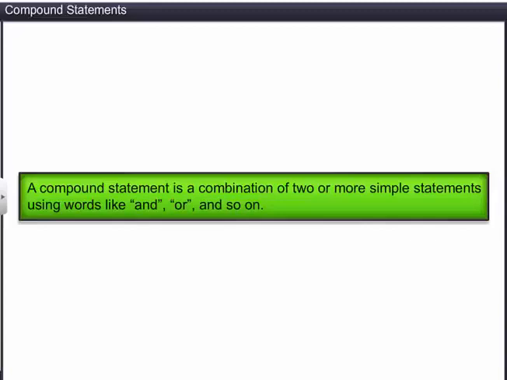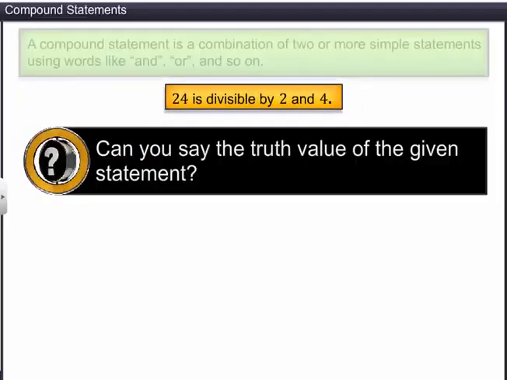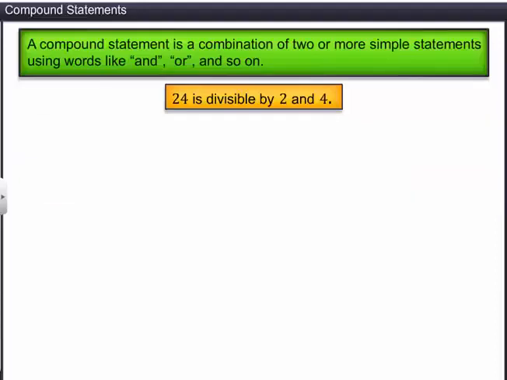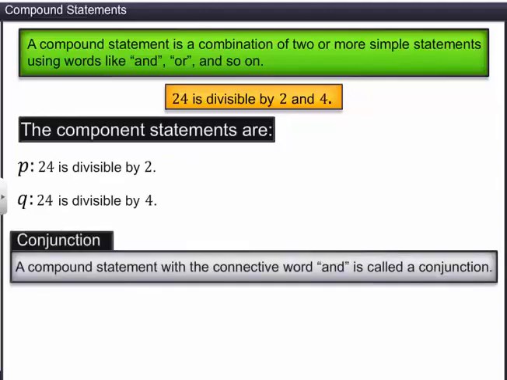Let's consider the statement: 24 is divisible by 2 and 4. Can you say the truth value of the given statement? In order to determine the truth value of the compound statement, we first need to find its component statements. The component statements of the given statement are: 24 is divisible by 2. 24 is divisible by 4. The connective word is and. A compound statement with the connective word and is called a conjunction.